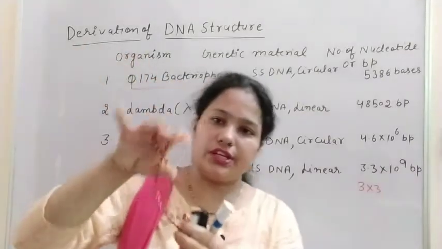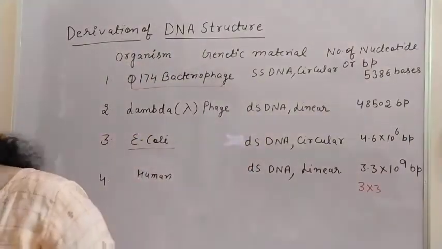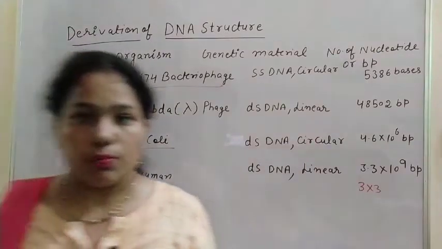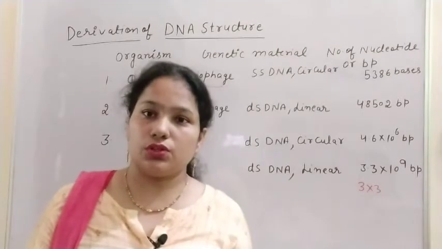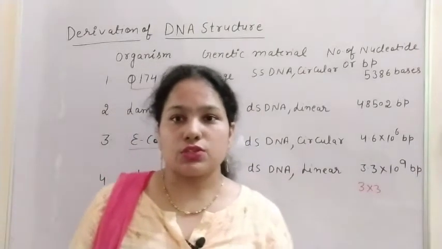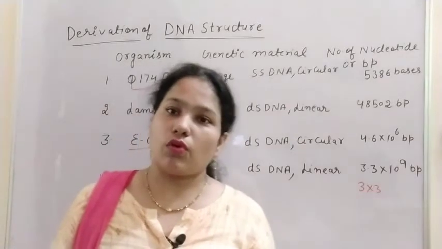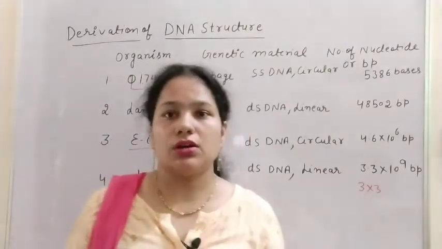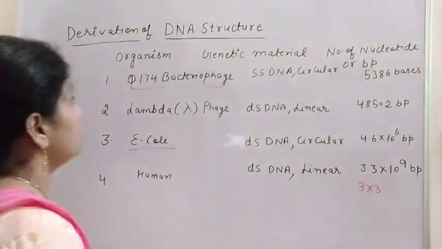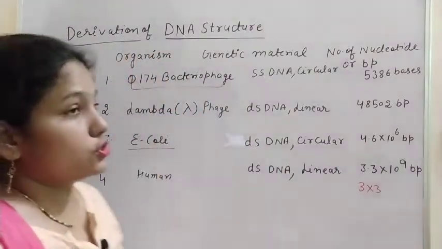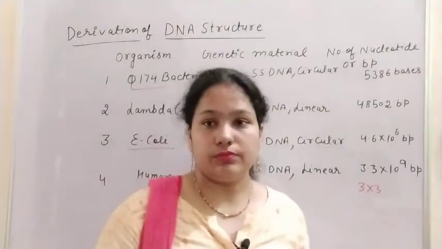ये दिया था वॉटसन एंड क्रिक. So it was given by Watson and Crick, the double helical structure. But before Watson and Crick, there were the 2 scientists. Based on the observation of these 2 scientists, then Watson and Crick gave the double helical structure of DNA. So how the derivation of DNA structure is done by Watson and Crick.